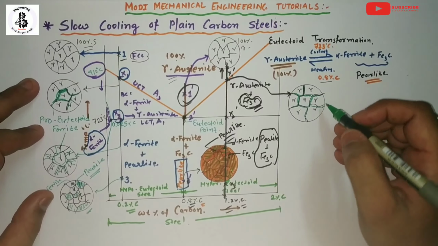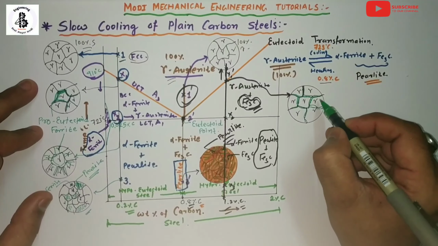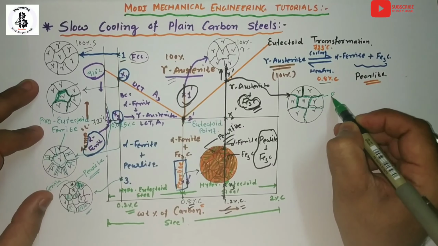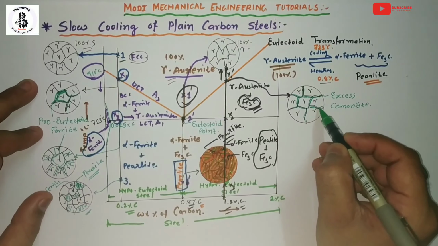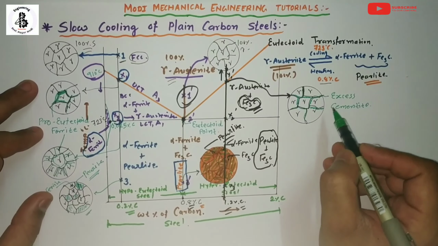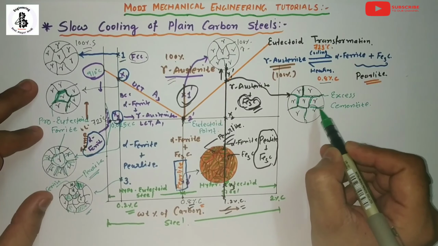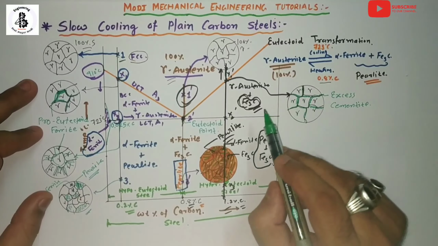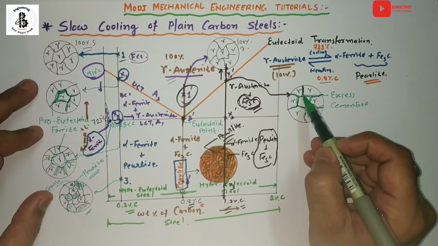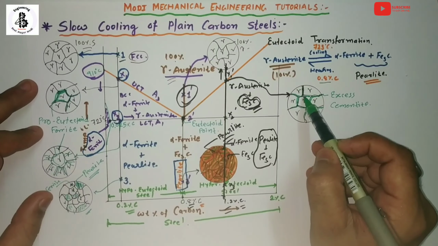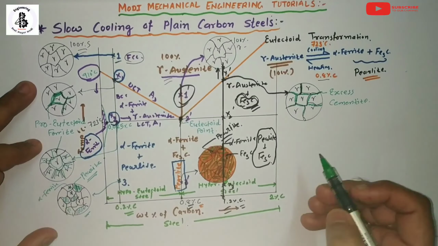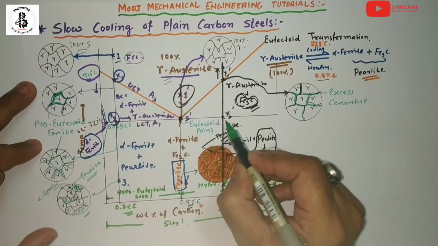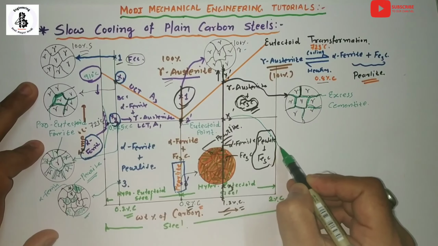So that will be nothing but the excess cementite being present over here. So at the x1 point, you will find such a kind of microstructure. So cementite will be present around the boundary regions. So this gamma austenite, now it will react at the lower temperature, so it will be converting into the cementite. Now I would like to draw the microstructure for the x2 point.